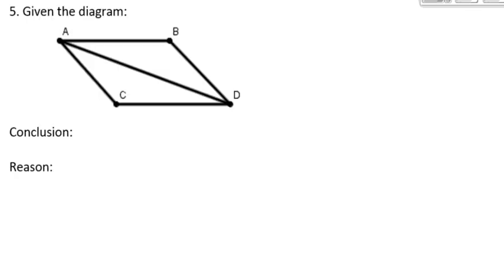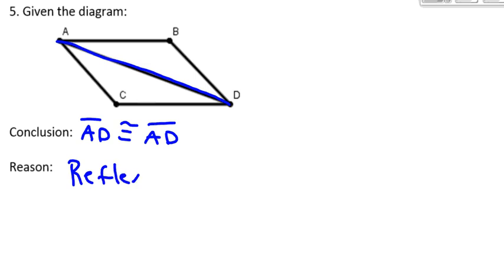Given the diagram, what can I conclude from that? Well, I see two triangles there, and I see that those two triangles are sharing this common line segment. So automatically, I'm thinking that my reason is, well, let's just say line segment AD is congruent to itself. And that would be the reflexive property again. So the first one we did had an angle. That one has a line segment.